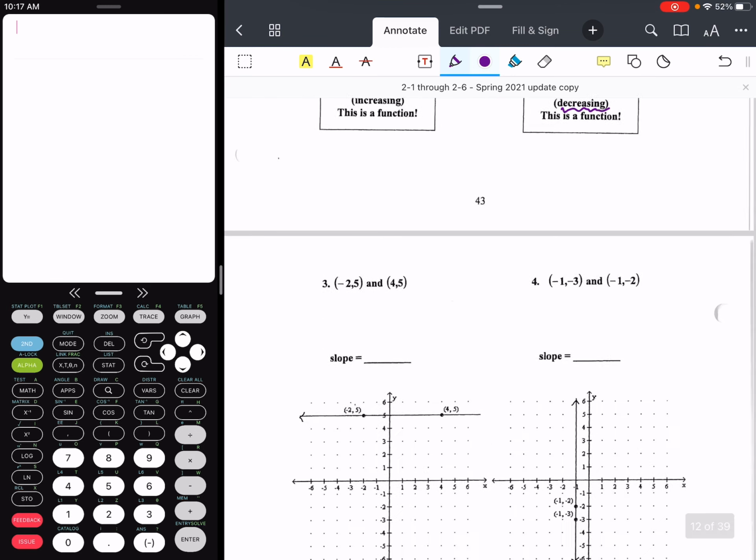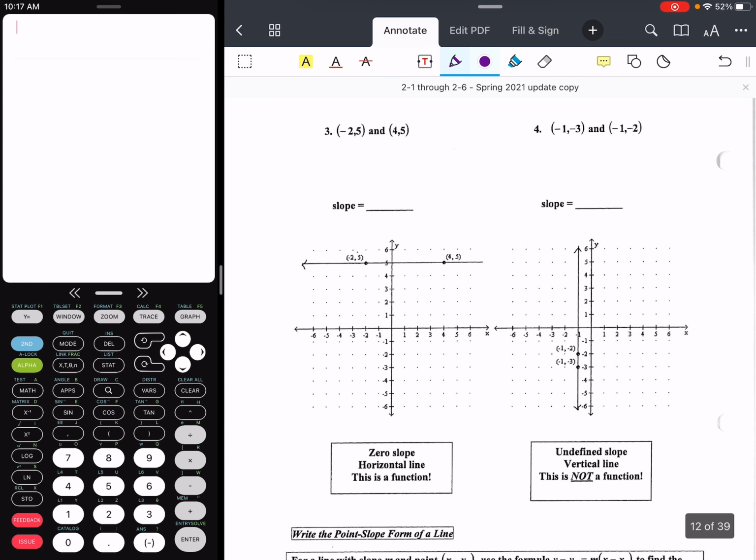Let's move forward to number 3. So the slope between -2, 5 and 4, 5, using my slope formula, 5 minus 5 over 4 minus -2 gives me 0 over 4 plus 2, which is 0 over 6. And that simplifies to 0. And if you're not sure, if you have a brain fart, use your calculator. 0 divided by 6 gives me 0. So this line has a slope equal to 0.